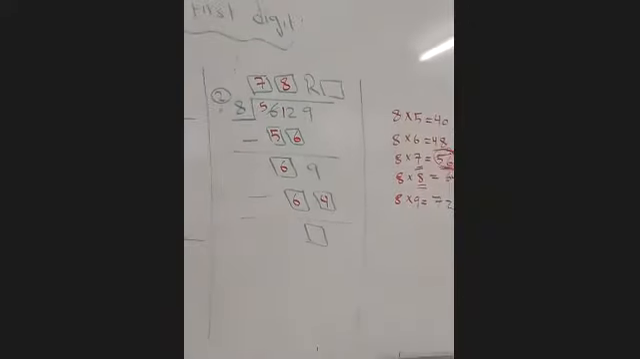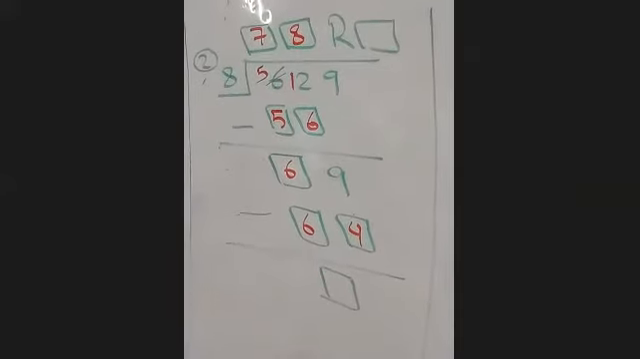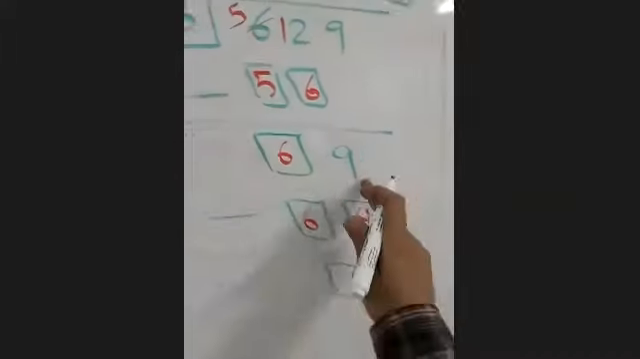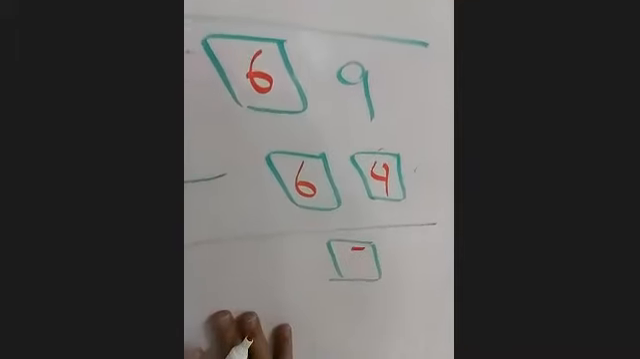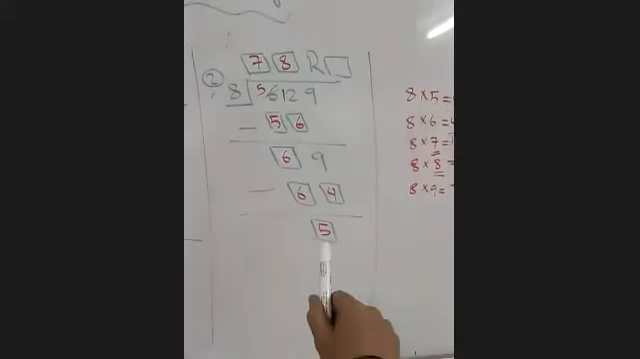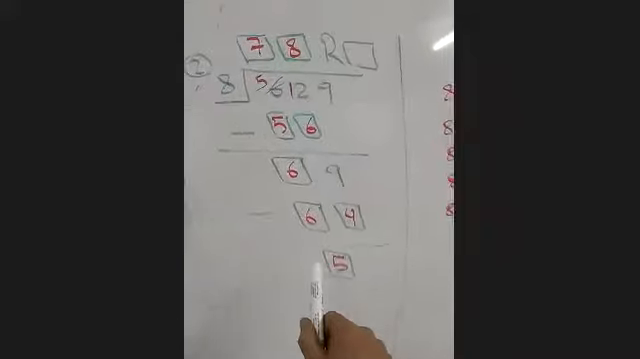4 minus 9 equals... No. We don't say 4 minus 9. This is wrong. We go from down to up. 9 minus 4, not 4 minus 9. Yalla, 9 minus 4. How much? 5. Okay? 6 minus 6. 0. No need to write 0. So what's the answer? 78 remainder, how much? Remainder 5. Mumtaz.